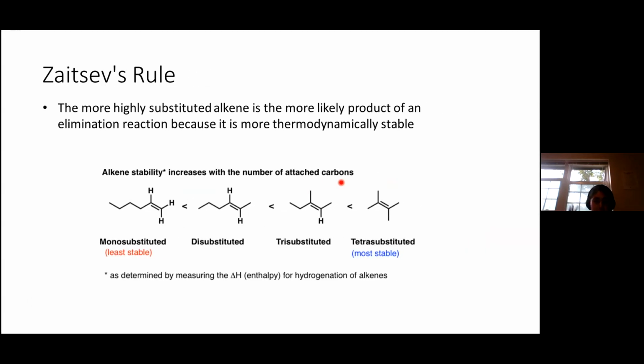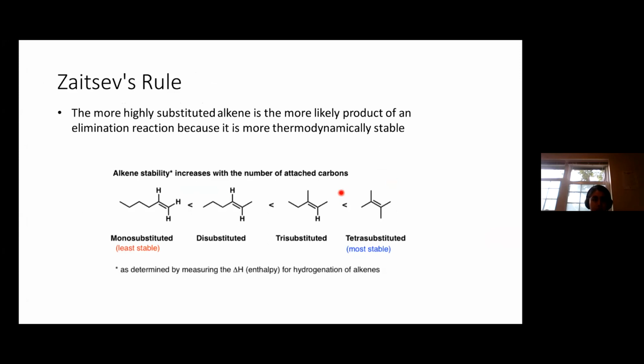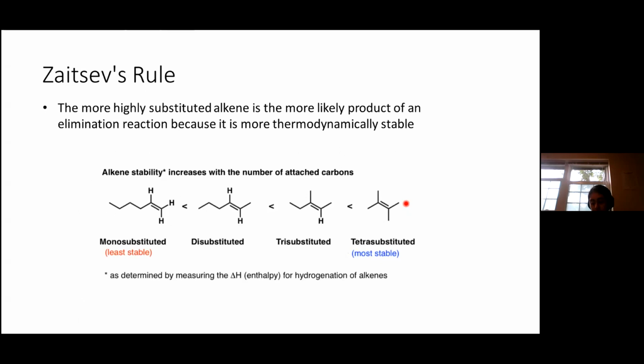So before we go into the mechanism, I want to talk about something called the Zaitsev rule. Essentially what this means, right? We had talked about alkene stability, and we had said the more substituted the alkene is, the more stable it is, right? So in this case, this tetra is more stable because it's more substituted. Zaitsev rule is just saying that because alkenes that are more substituted are more stable, they're more likely to be a product, right? Because in elimination reactions, we're forming alkenes. So the more substituted the alkene is, the more likely it is to be the product because it's more stable.